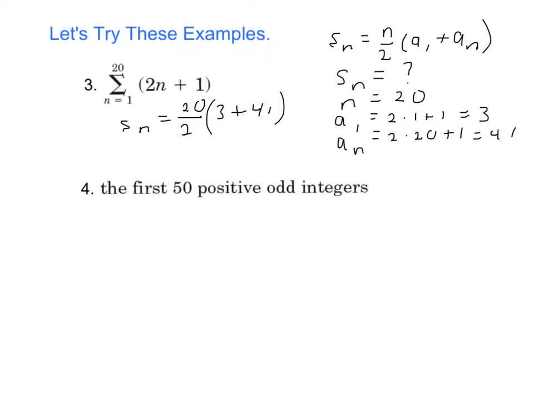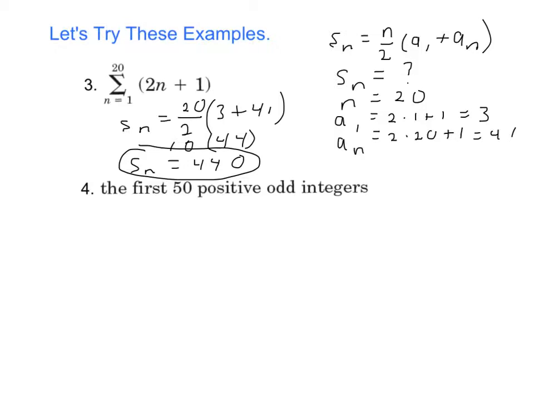Now, we plug that into our calculator. Well, we don't even need a calculator. It's too easy here. 41 plus 3 is 44. Now, 20 divided by 2 is 10. And 10 times 44 is going to be what? 440. So what does that tell us? The sum of the first 20 terms of this series is 440. Excellent, guys.